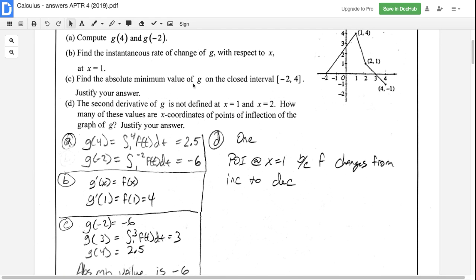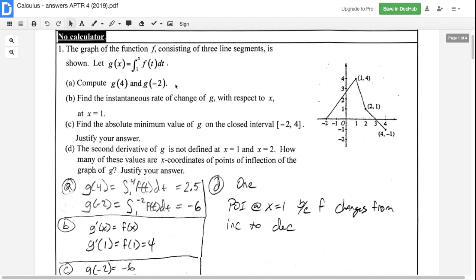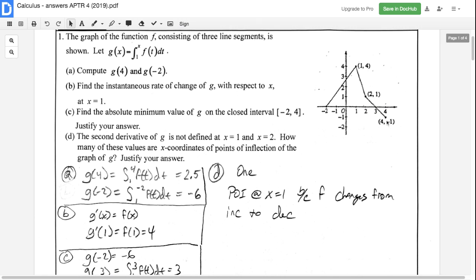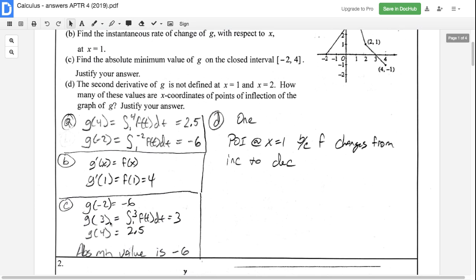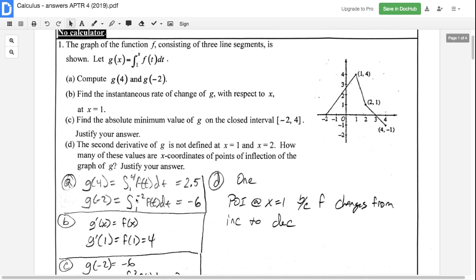Find the absolute minimum value of g on the closed interval from -2 to 4. Absolute minimum means I need to include the endpoints and the critical points. So I need -2. We can go ahead and do 1 since 1 is just going to be 0. And I need 3 and I need 4. So g of -2, which we've already found, is -6.